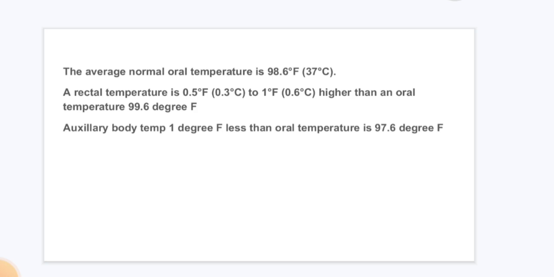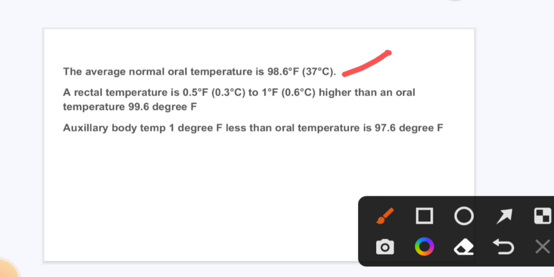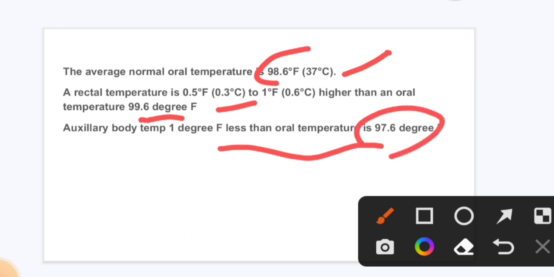Then average normal oral body temperature is 98.6 degree Fahrenheit. Very important: rectal temperature is 0.5 degree Fahrenheit to 1 degree Fahrenheit higher than oral temperature. Rectal body temperature is 99.6 degree Fahrenheit, 1 degree more than oral. Axillary body temperature is 1 degree Fahrenheit less than oral temperature, which is 97.6 degree Fahrenheit. Okay, oral 98.6, rectal 99.6, and axillary 97.6 degree Fahrenheit.